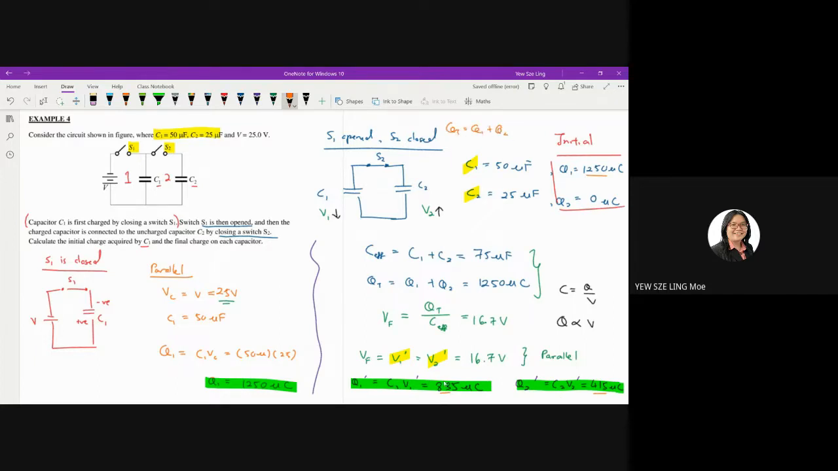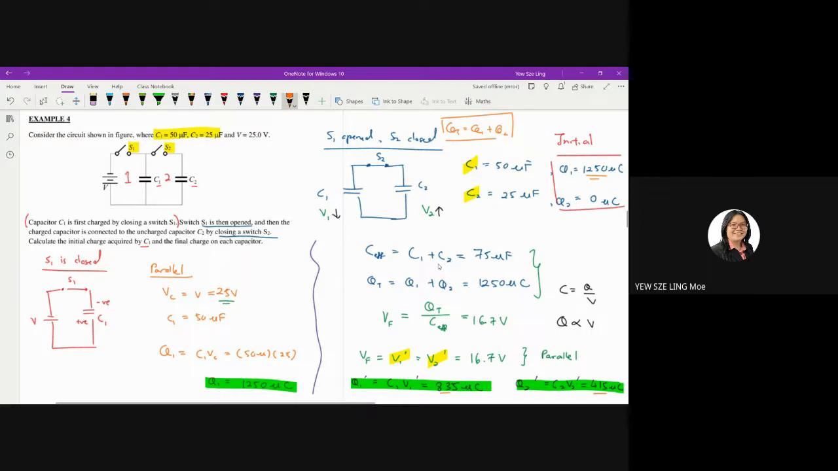So by adding them up, you will see whether they equal the initial total charge in the circuit or not. All right, so Q total equals Q1 plus Q2. Q1 is 835, Q2 is 415. When you add them up, they become 1250. So yes, now you have the right answer.